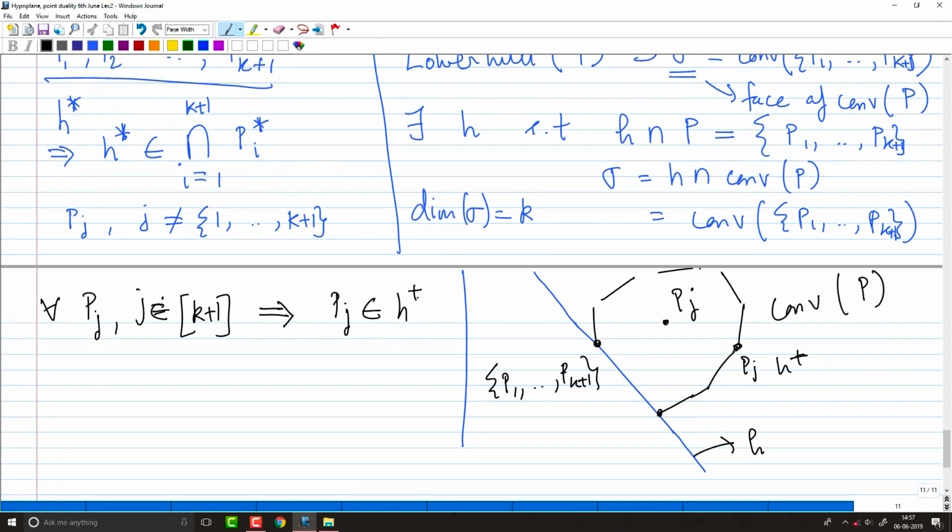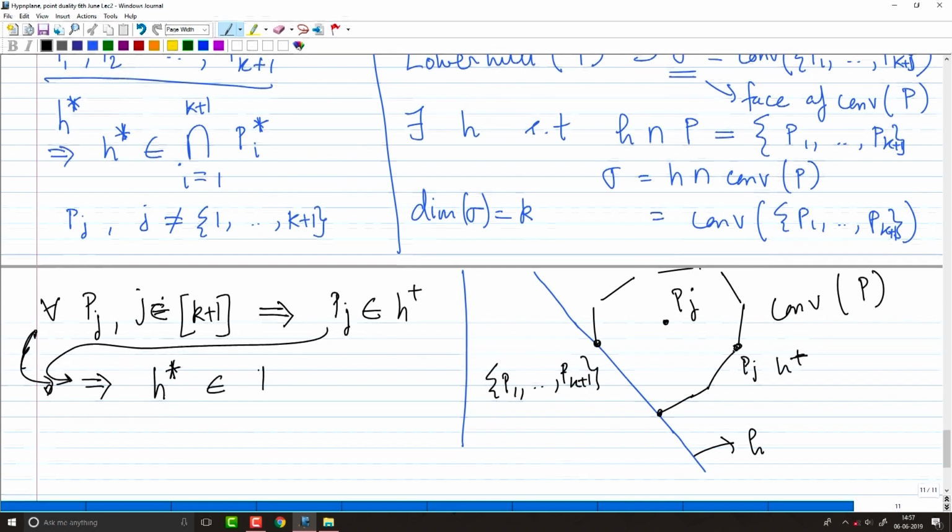How did we set up the duality? The duality results, we have set it up in such a way that this also implies that H star has to be on the positive side of P star j. Pardon, can you come again? Yeah, so that's j belongs to the box of k plus 1. So think what is happening actually.